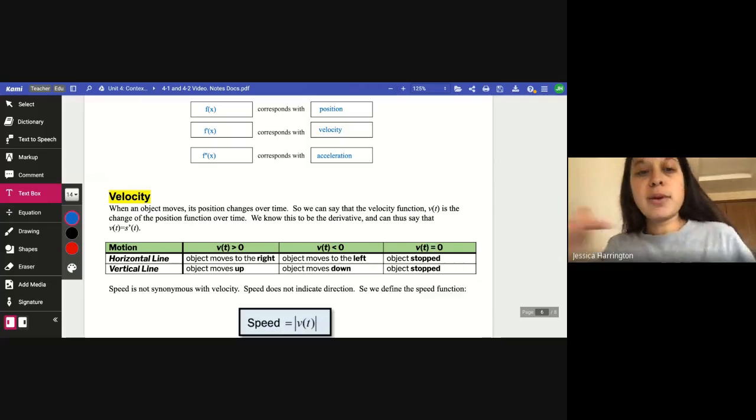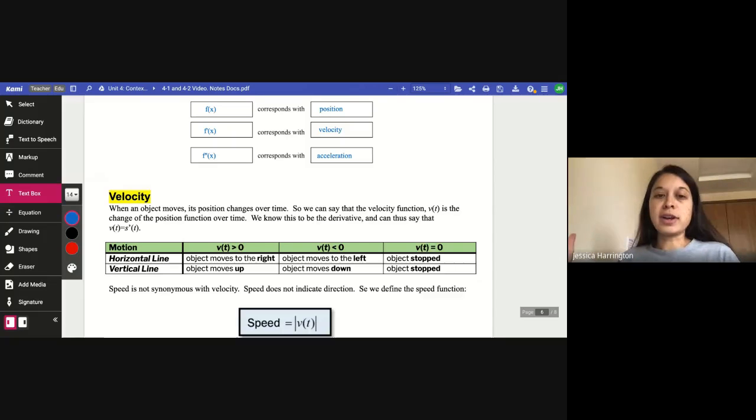If we're talking about horizontal motion, if the velocity is greater than 0, that means the object is moving to the right. If the velocity is less than 0, the object is moving to the left. And if the velocity is 0, the object is not moving. The same can be true for a vertical line; it's just up and down instead of left and right.